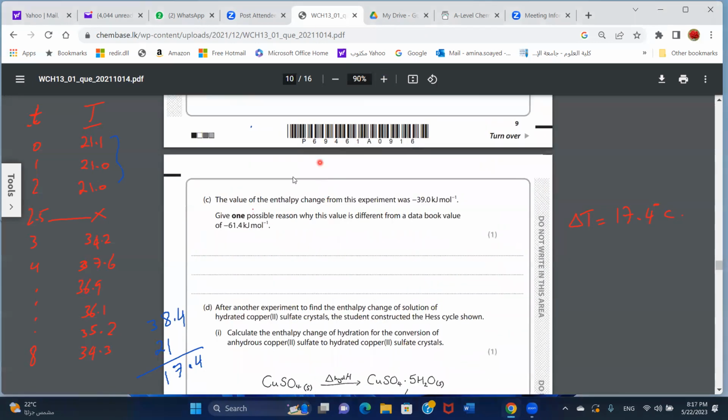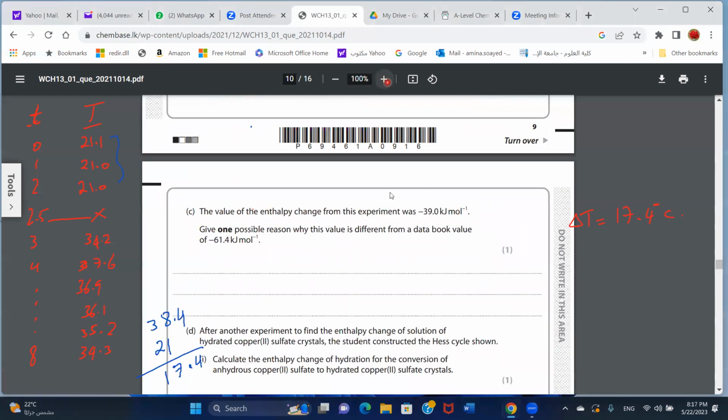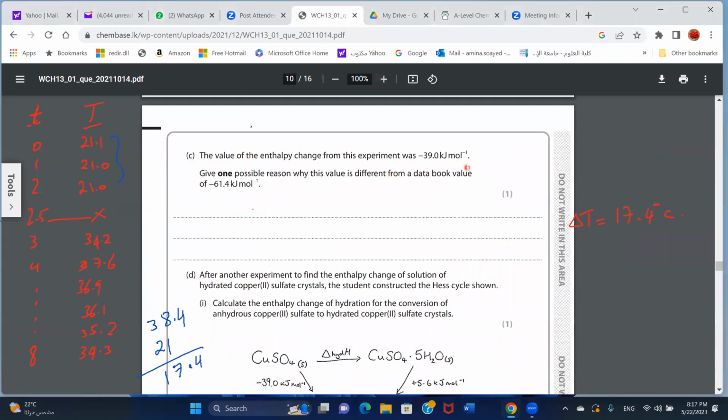So the value of the enthalpy change from this experiment was minus 39 kilojoules per mole. Give one possible reason why this value is different from a data book value of minus 61.4 kilojoules per mole. The value we obtained from the experiment was less exothermic than that of the data booklet. So that means that there was heat loss to the surrounding.